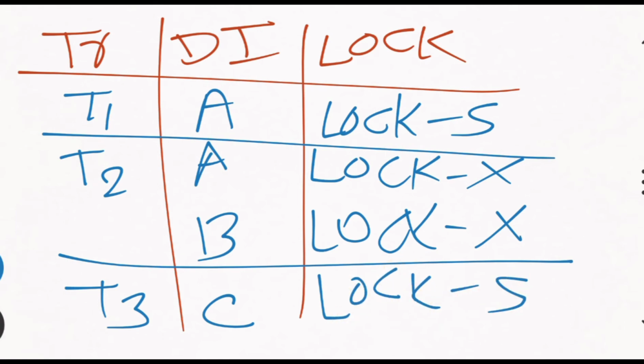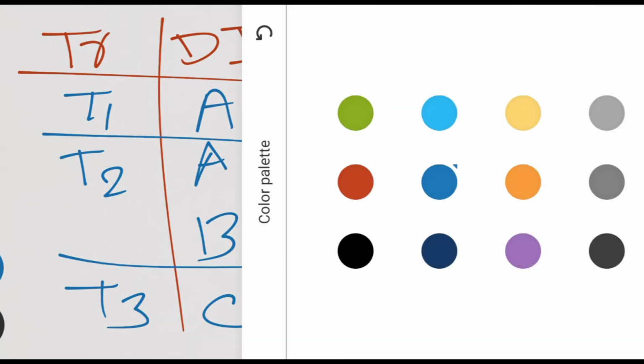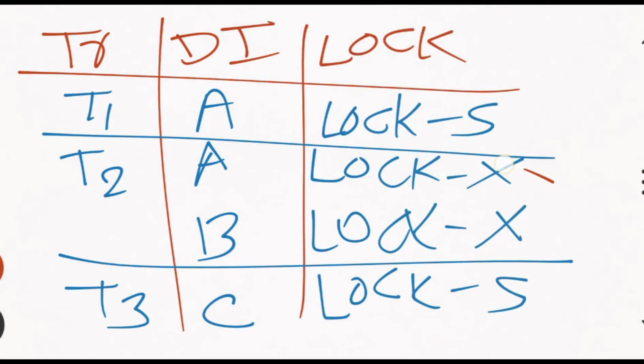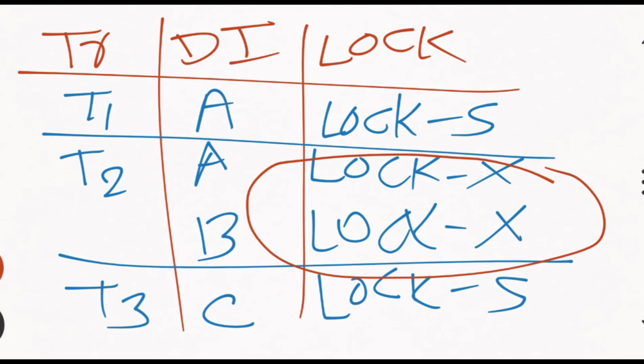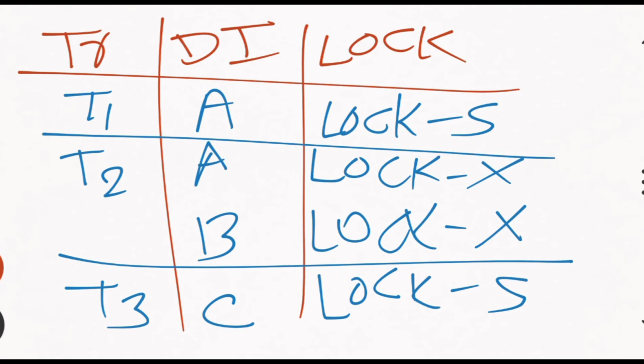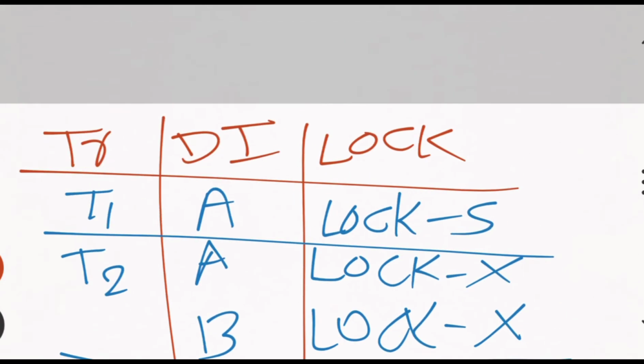So these two are my exclusive locks, and these two are the shared locks. Now how are we going to draw the wait for graph depending on this scenario? I have transactions T1, T2 and T3, so I will draw that.